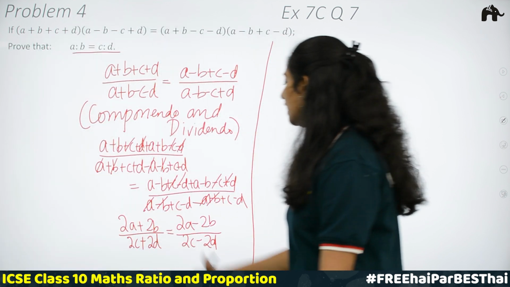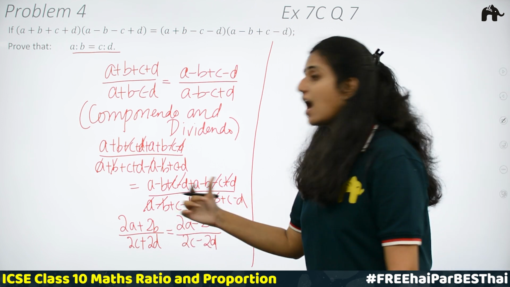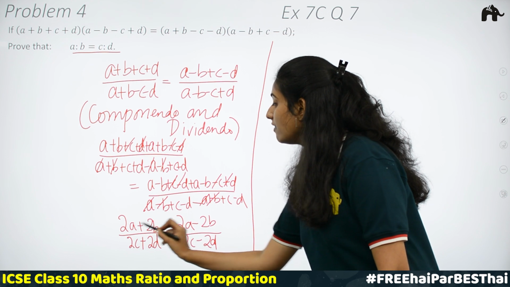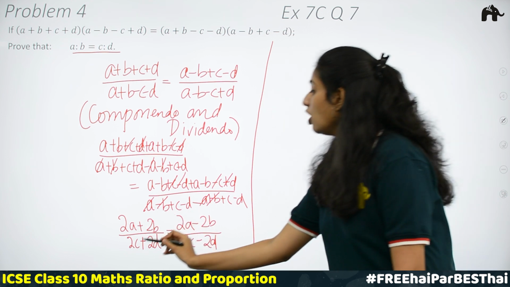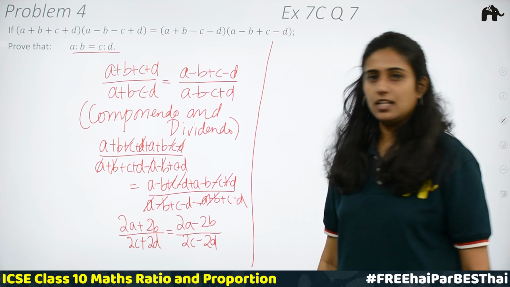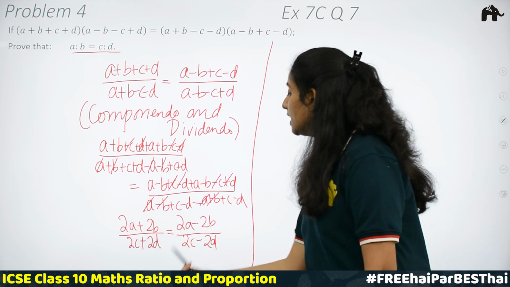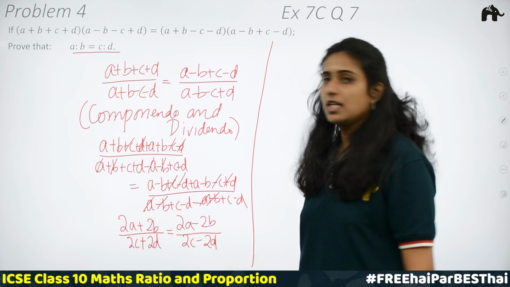Okay. Now we can apply the alternando property. Why? Because here in the numerator we have a and b containing terms. Denominator it is c and d containing terms. When you take this term here, you will have a and b containing terms in the denominator as well.